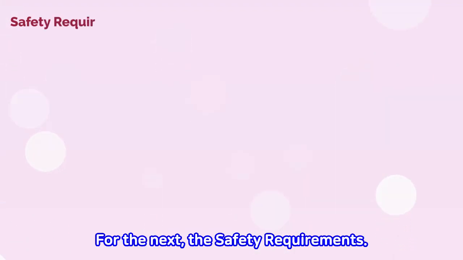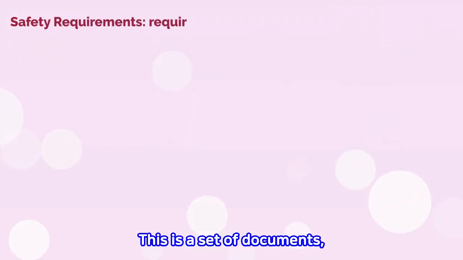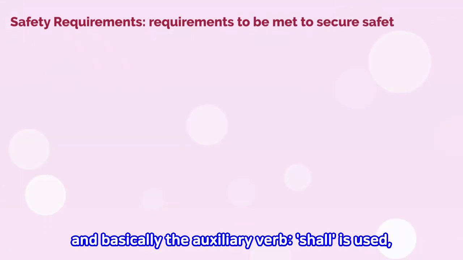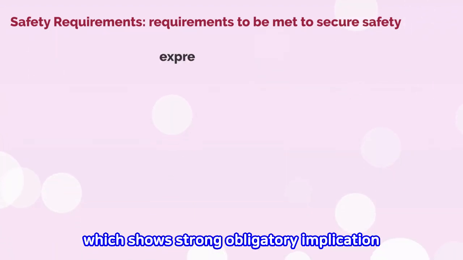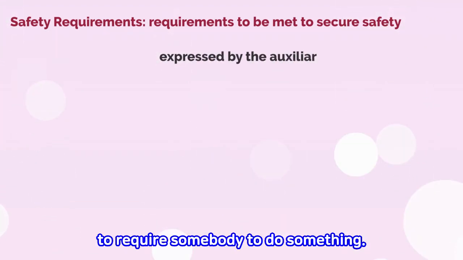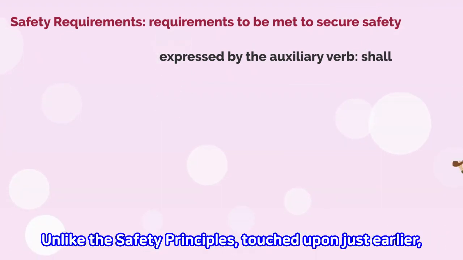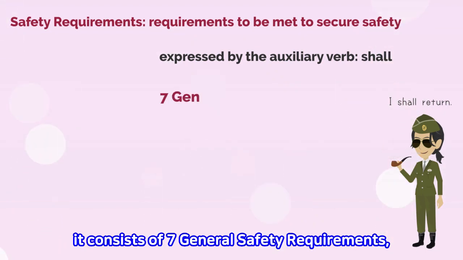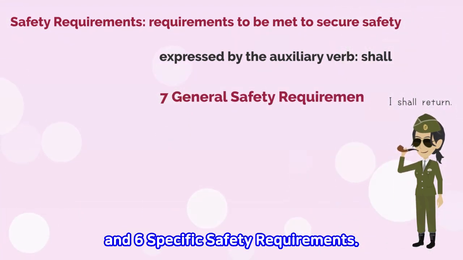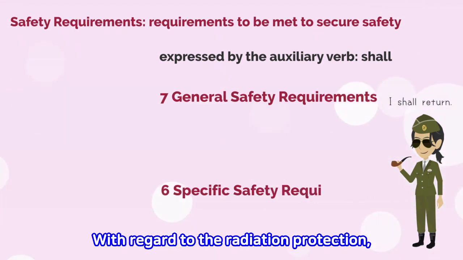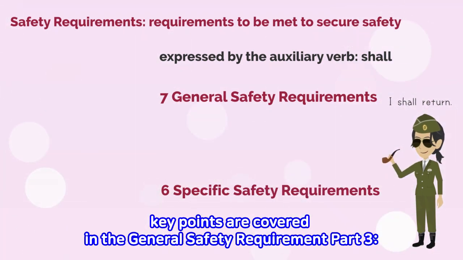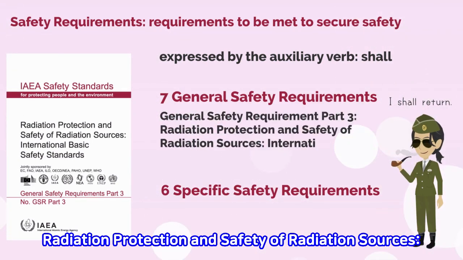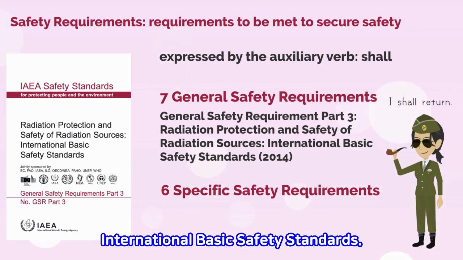For the next, the safety requirements. This is a set of documents representing requirements to be met to secure safety, and basically the auxiliary verb, shall, is used, which shows strong obligatory implication to require somebody to do something. Unlike the safety principles, touched upon just earlier, at this point of time, it consists of 7 general safety requirements, and 6 specific safety requirements. With regard to the radiation protection, key points are covered in the General Safety Requirement Part 3, Radiation Protection and Safety of Radiation Sources, International Basic Safety Standards.